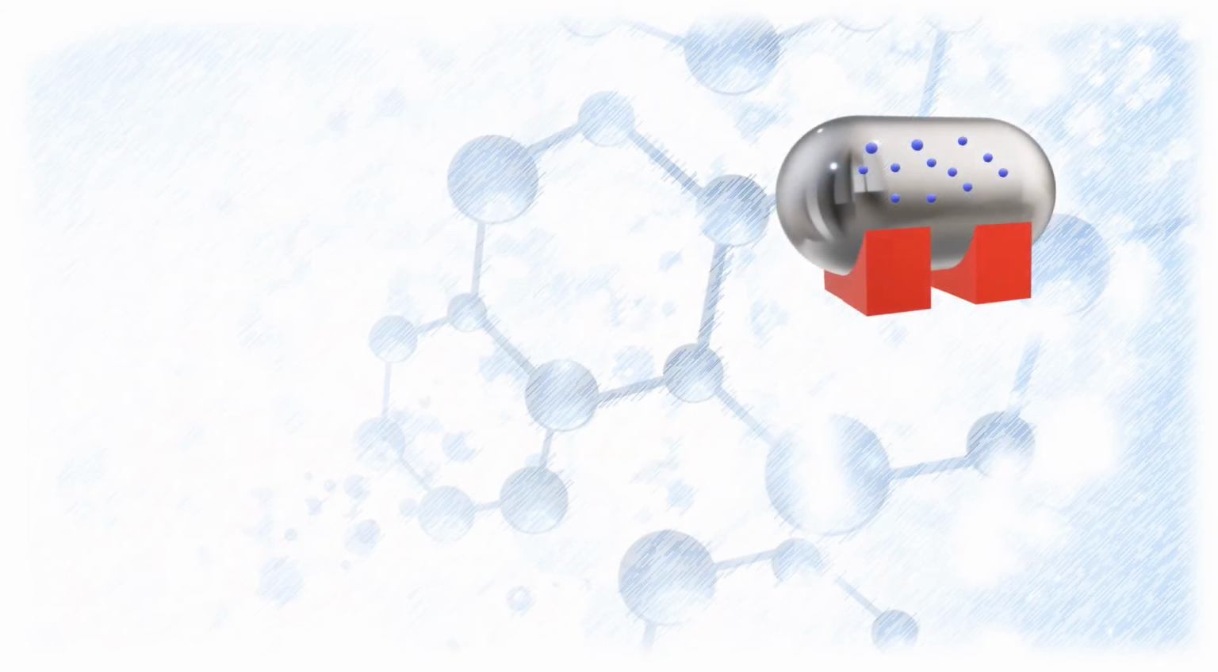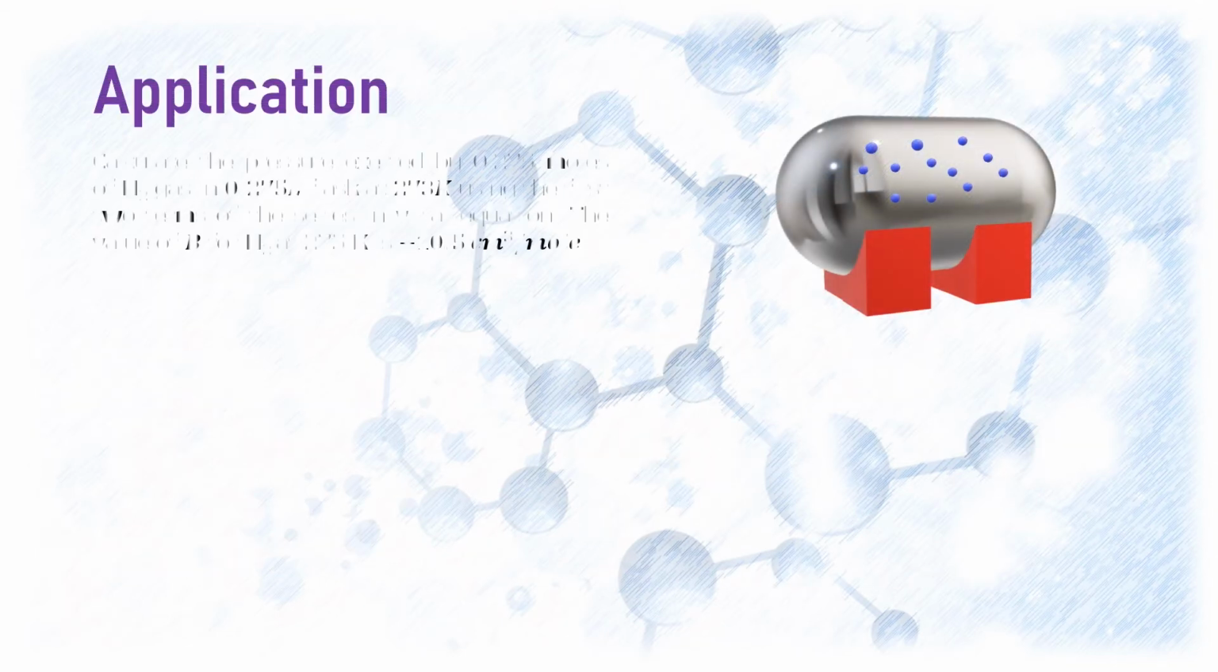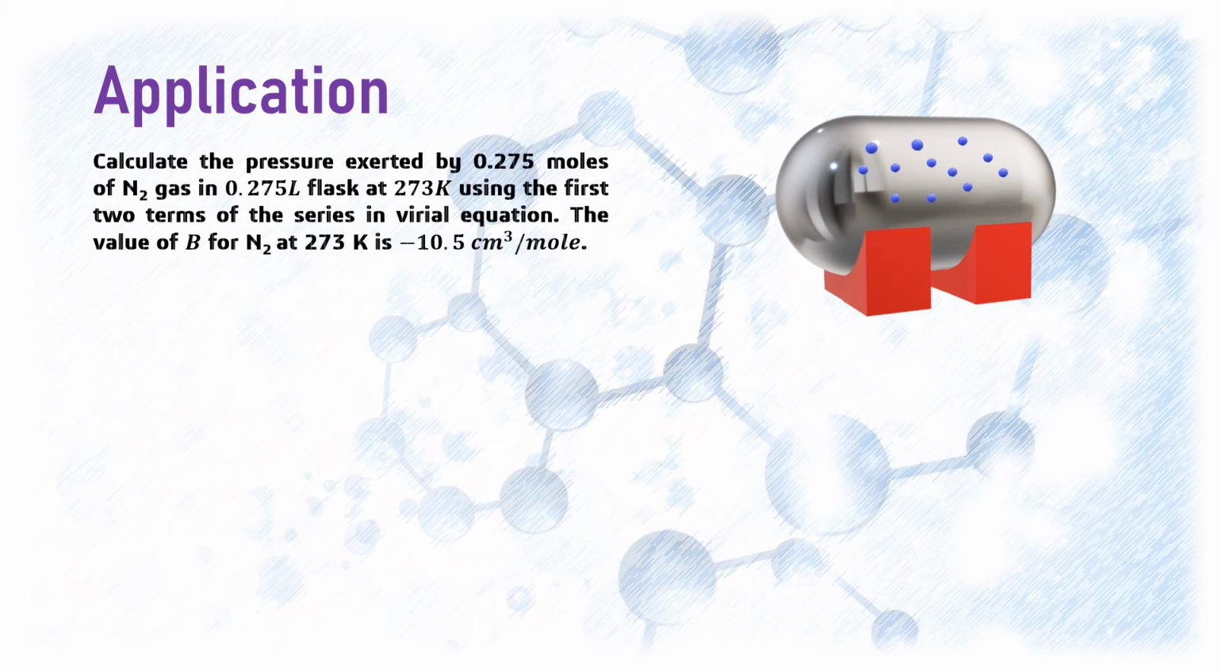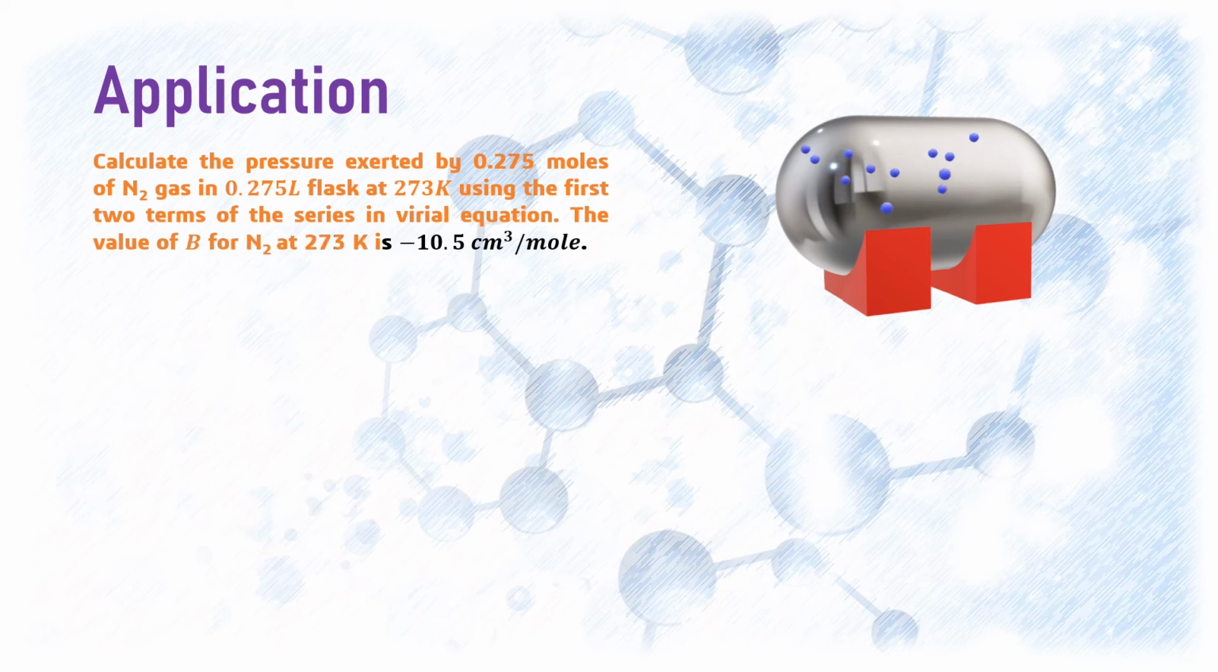The following will be the application of the virial equation. Let's read the question and understand it. Calculate the pressure exerted by 0.275 moles of nitrogen gas in a 0.275 liter flask at 273 Kelvin using the first two terms of the series in the virial equation. The value of B for nitrogen gas at 273 Kelvin is negative 10.5 cm³ per mole.